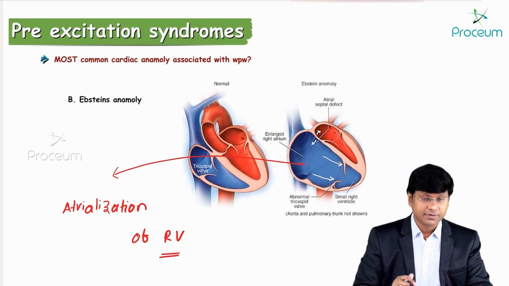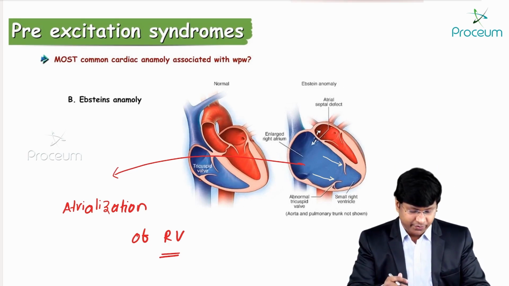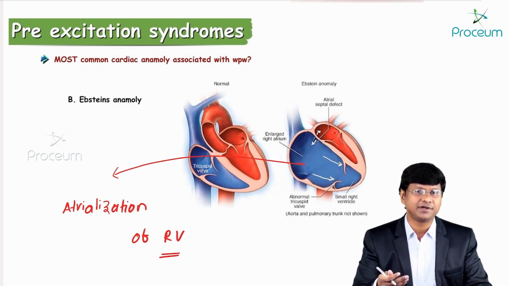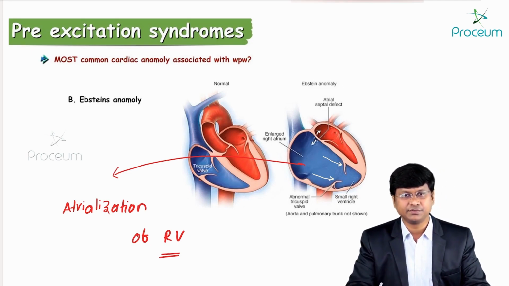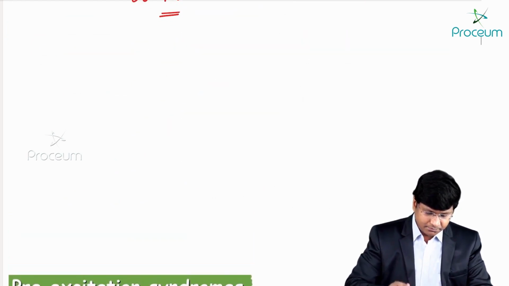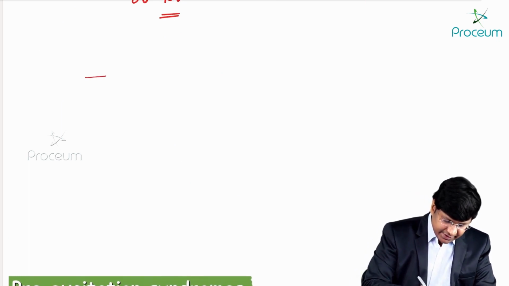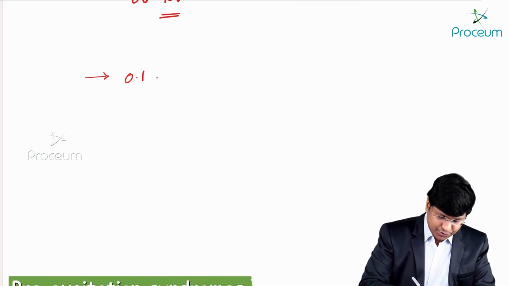Now, after having discussed the conditions where you will have WPW syndrome, let me tell you some of the very important features of WPW syndrome. If you see WPW syndrome, the incidence in the general population is around 0.123.